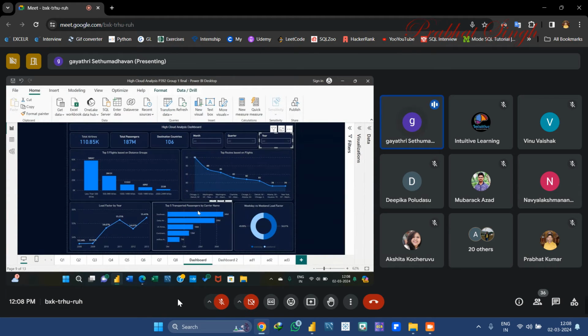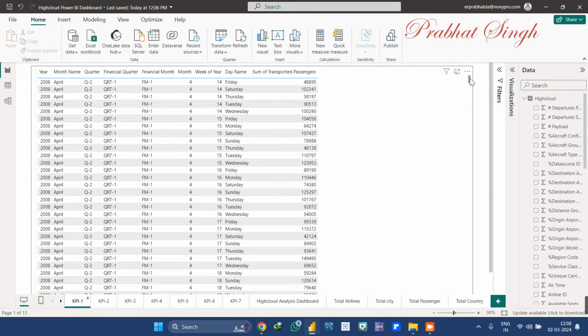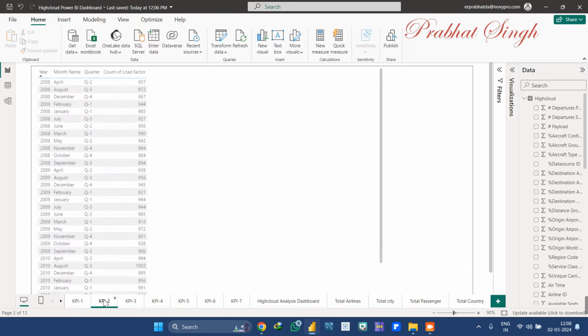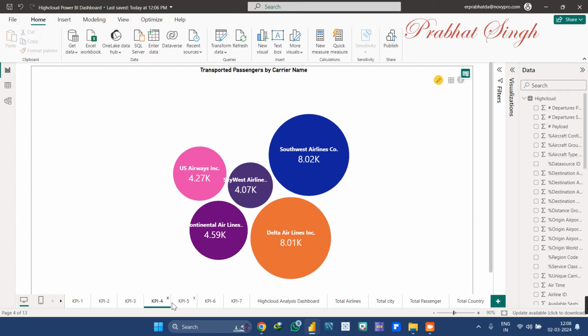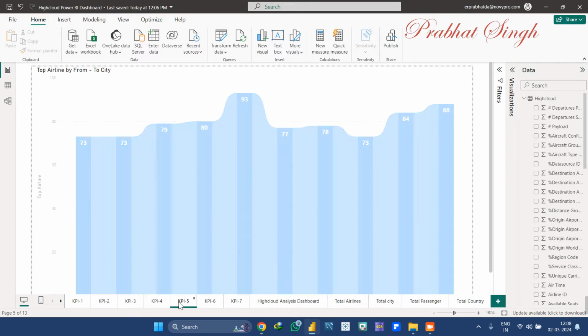Coming to the top 5 transported passengers by the carrier name KPI, here, the top 5 transported passengers reveals the airlines contributing the most passengers to the Highcloud network. Knowing which airlines are driving passengers helps Highcloud collaborate more closely with the top performing partners. So, here Southwest Airlines tops with 34 million passengers.